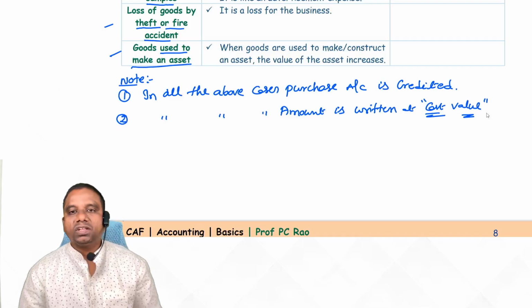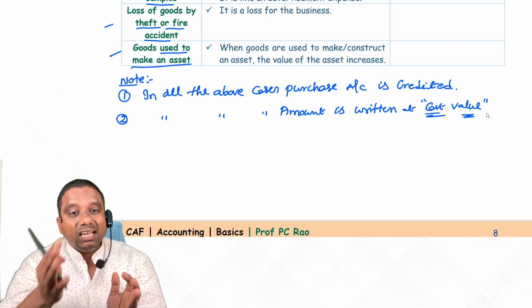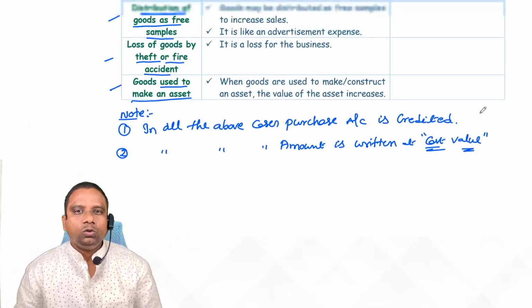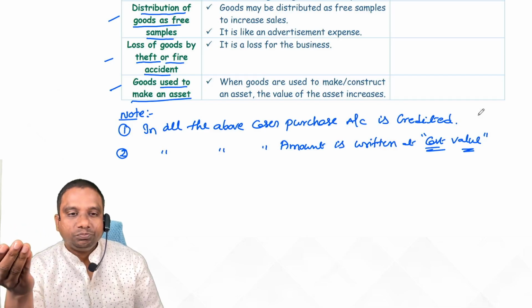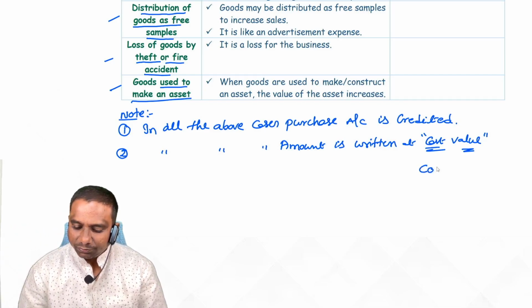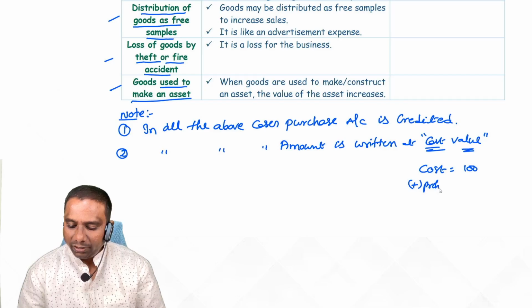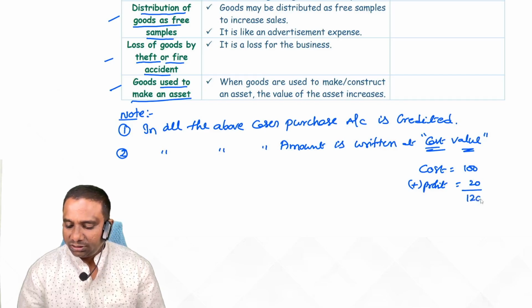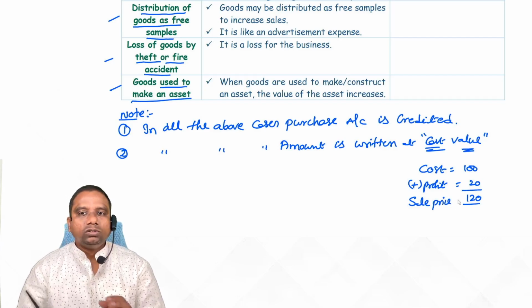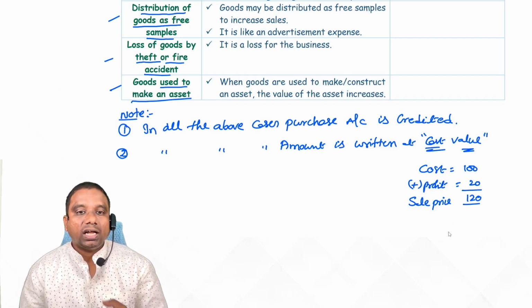This is very important. Sometimes in the problems they give you the cost value of goods and the sale value of goods. Suppose 100 rupees is the cost, plus I am adding a profit of 20 rupees. What is the total selling price? 120. Now, this selling price consists of cost plus profit.